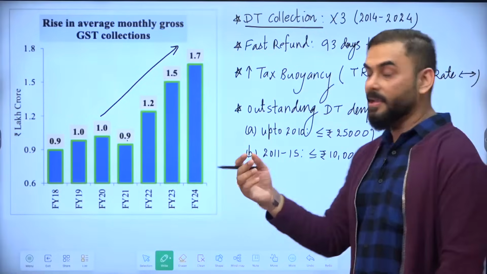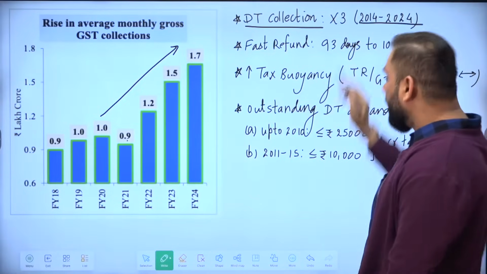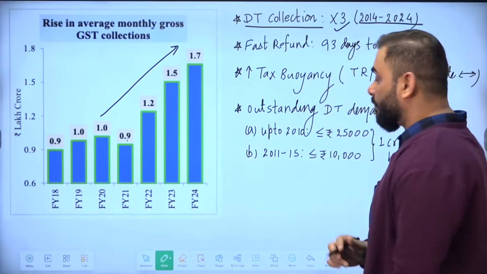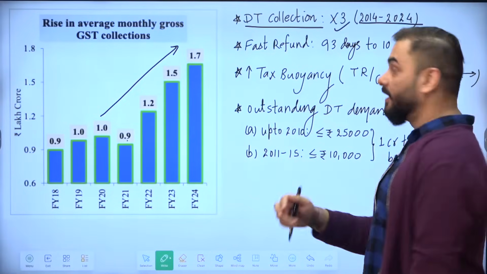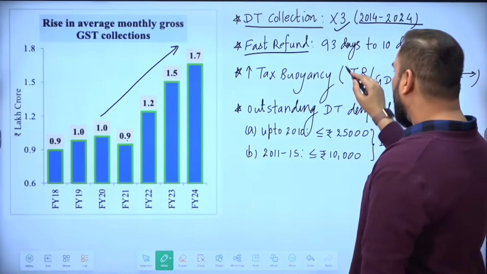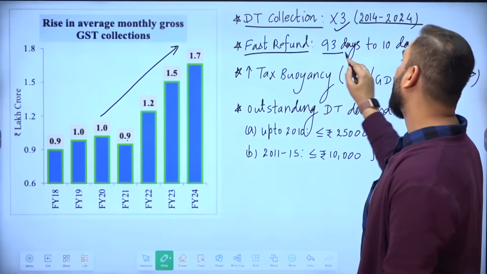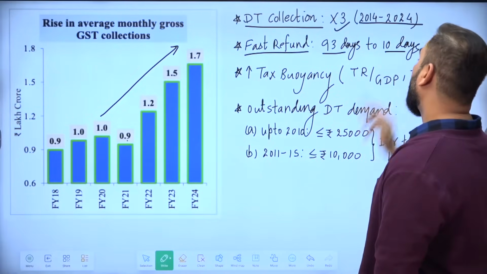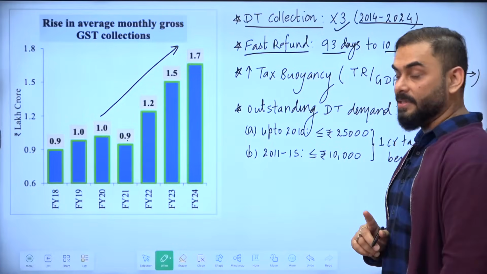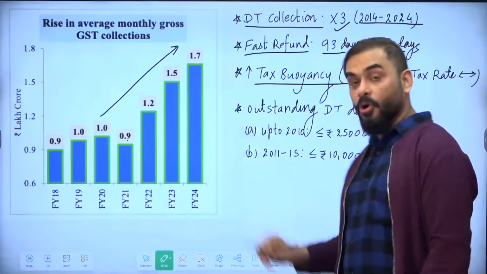Now, what is the direct tax collection in India? Direct taxes like income tax, etc. In the last 10 years, our direct tax collection has improved three times. It has become three times. Similarly, earlier, if you had to take any refund from the government of India, it used to take 3 months. Right now, it is taking hardly 10 days. This is ease of doing business. That's good.